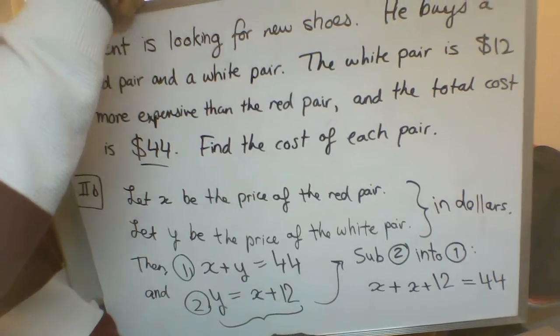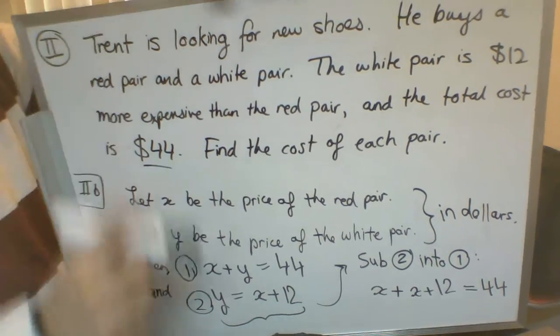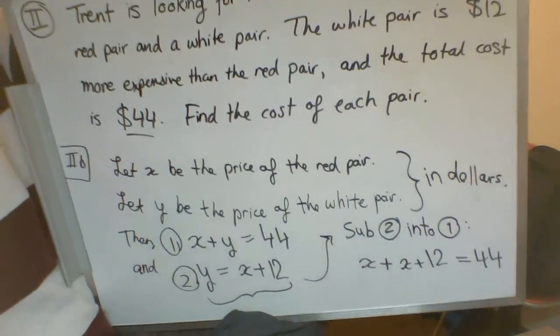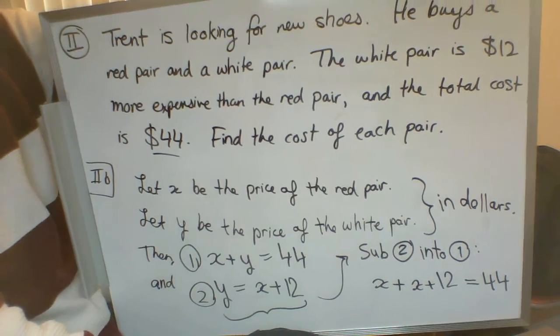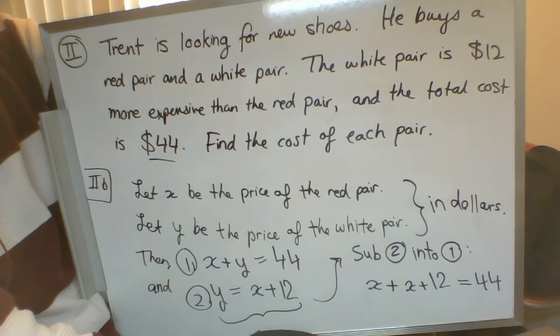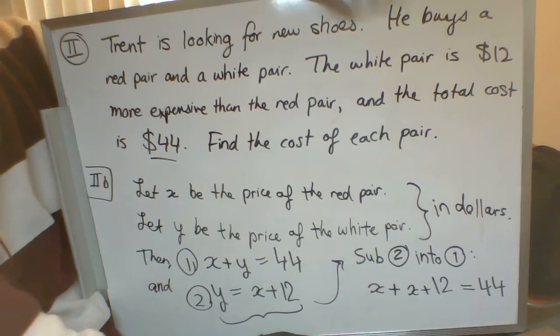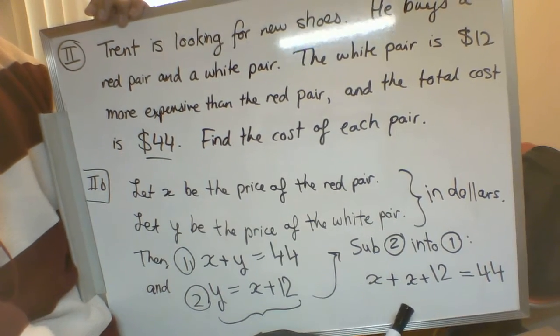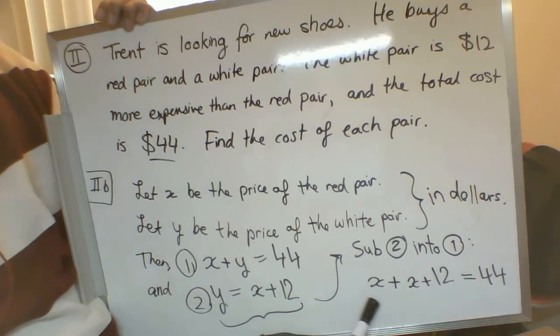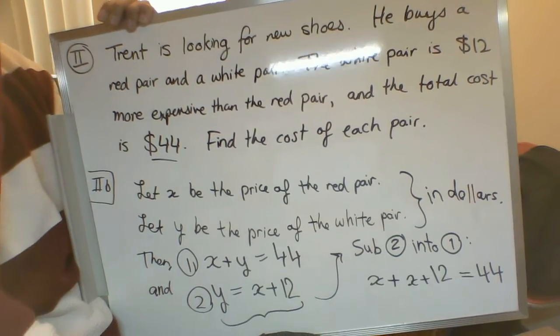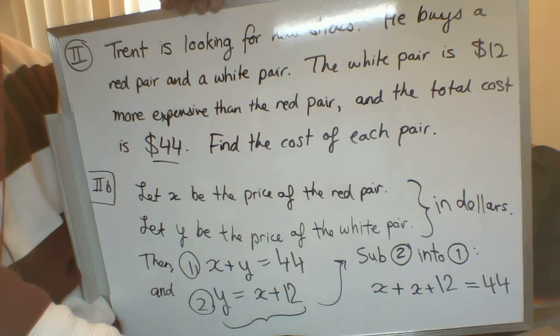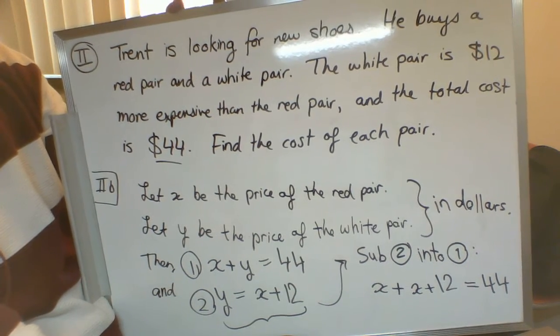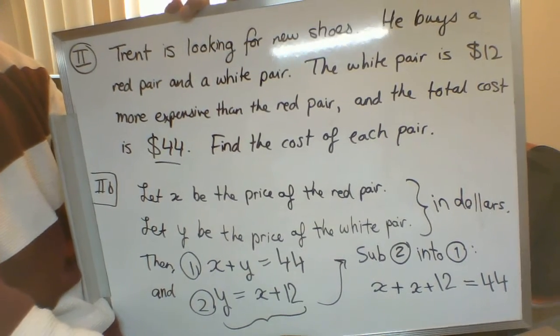And if you notice, that is the same equation that we got at the beginning of 2a when we were solving it as just an equation of one variable. One equation, one variable. This is the equation that we got, right? Red was x, and then white was x plus 12. So we just did x plus x plus 12 equals 44, and we just solved it that way. So the difference here isn't so much in the math, it's more in the setup.